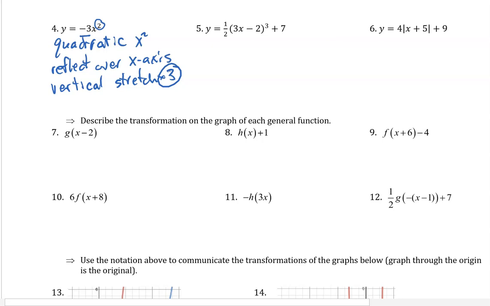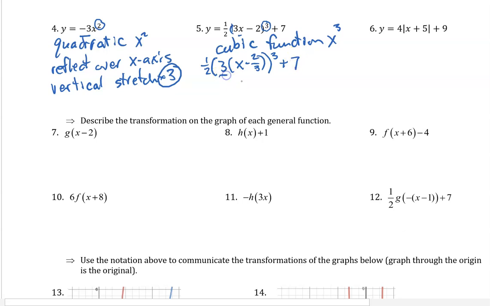Okay, welcome back. And now, the first thing we have to do, we recognize that this is a cubic function with that power of 3. And then we look inside of our parentheses. We have 3x minus 2, so we can only have an x in there, because the cubic function parent would be x cubed. So we have to factor out a 3. I'll rewrite this: 1/2 times 3 times x minus 2/3, all of that cubed, plus 7.